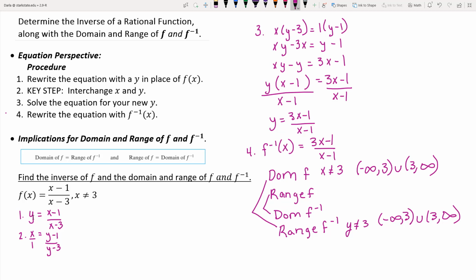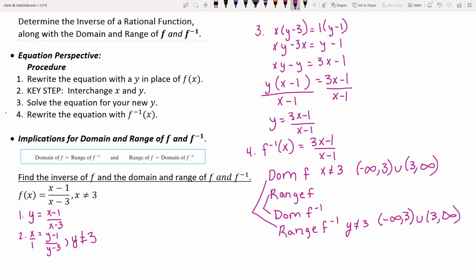And that should kind of make sense, because right at the start, when we swapped the x's and the y's, we could have put the comma here, and instead of writing x is not 3, we could have swapped that x with y, and it would have said y is not 3. And so we would see that the range can't be 3.